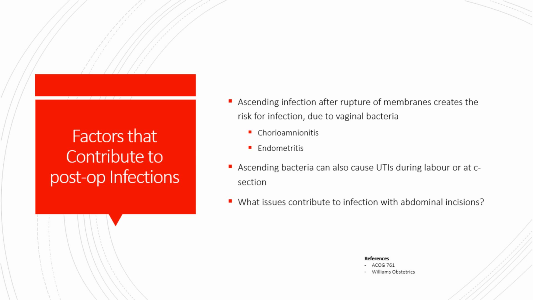Similarly to ascending infection in the uterus, bacteria can ascend the urethra and cause urinary tract infections, which are known as UTIs. We would like you to think about what factors may contribute to infection with abdominal incisions at C-section as we progress through the next few slides.